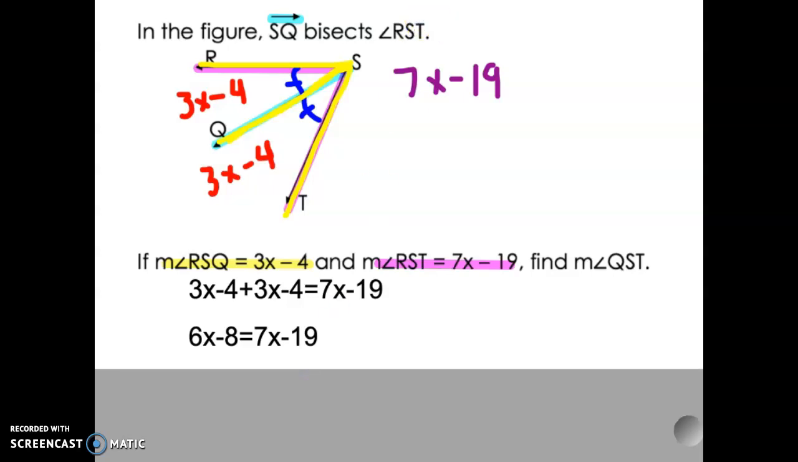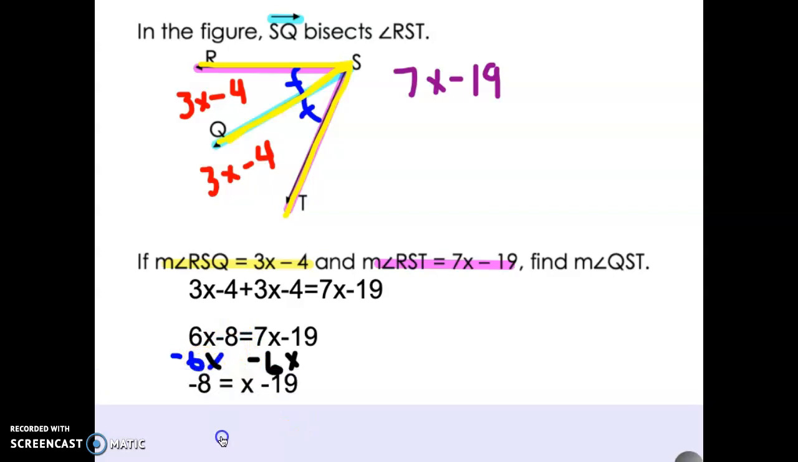Alright, the next thing we want to do is get all of our x's on one side, all of our numbers on the other side. So we're going to subtract 6x from both sides of the equal sign. When we do that, 6x minus 6x, they cancel out, so we get negative 8 is equal to x minus 19. Now we are almost done.